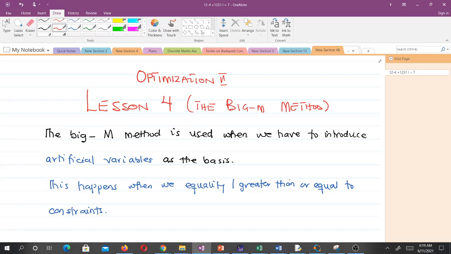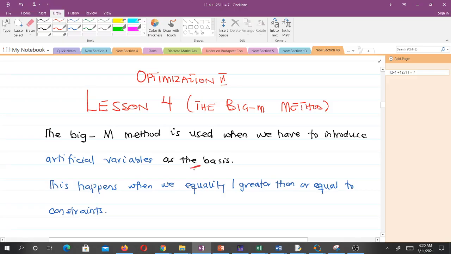Before you really understand this method, you have to make sure you have watched and understood the previous video on the simplex method. So the Big M method is used when we have to introduce artificial variables as the basis.